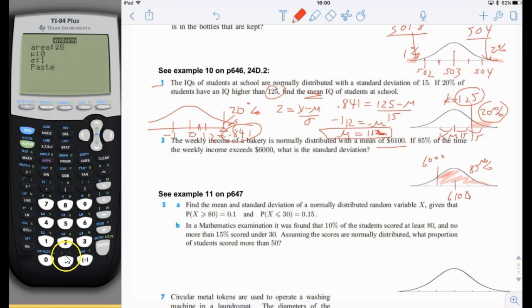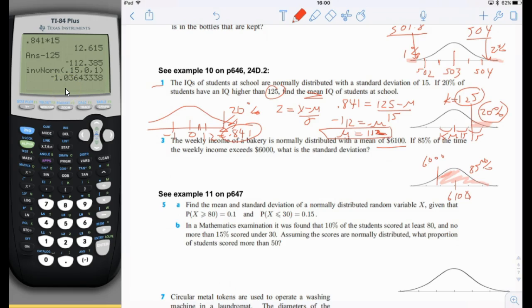So let's put in, we're not going to put in 85% because it's 85% to the right. We want to put the 15% on the left because that's the only thing the calculator understands. It only understands if you give it the left side. Mu and sigma are going to be 0 and 1 because we're trying to find the z equivalent of 6,000. It's negative 1.04.